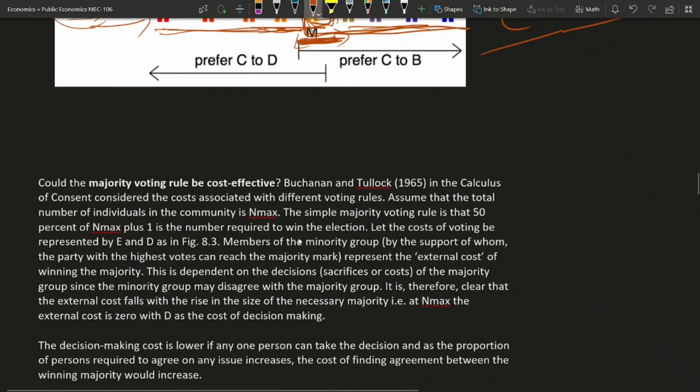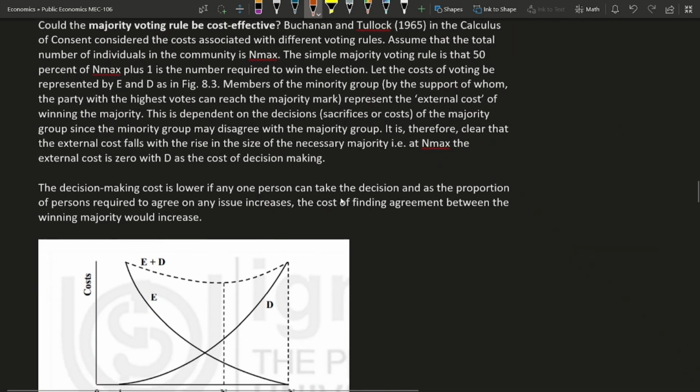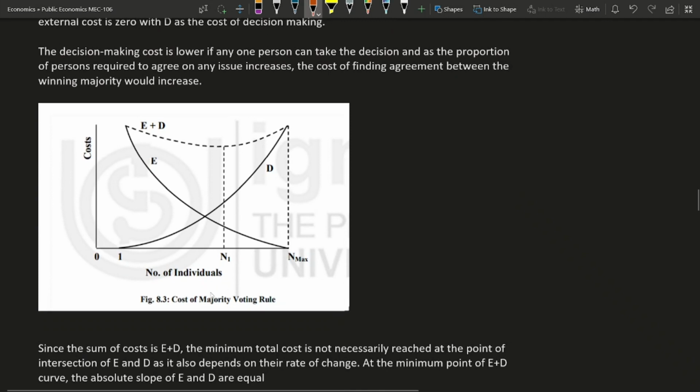Next is the cost of the majority voting rule. So there are 2 costs in a majority voting system. One is the cost of collecting the individual preferences and reaching the decision. This cost is denoted by D here, and the other cost is the external cost, E. Suppose there are n individuals or voters. If there is only one person making the decisions, then the decision making cost, this D, is almost 0. But we are leaving out all the n minus 1 individuals, so the external cost is at its maximum.